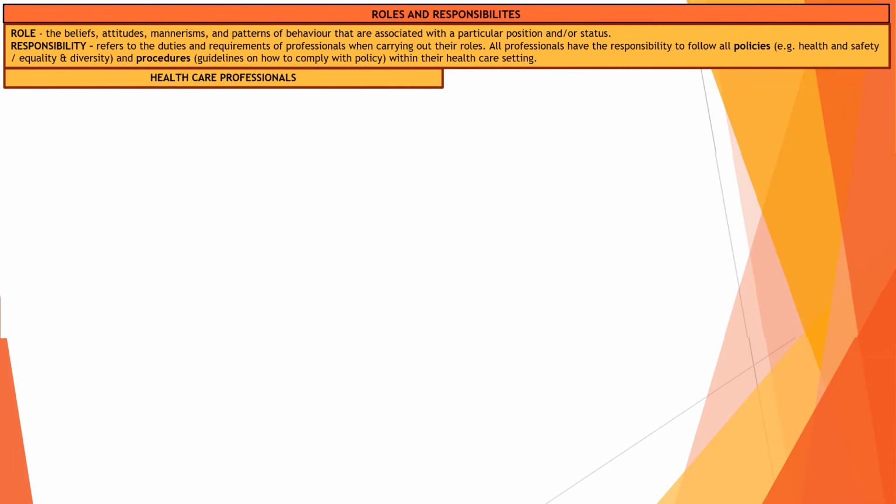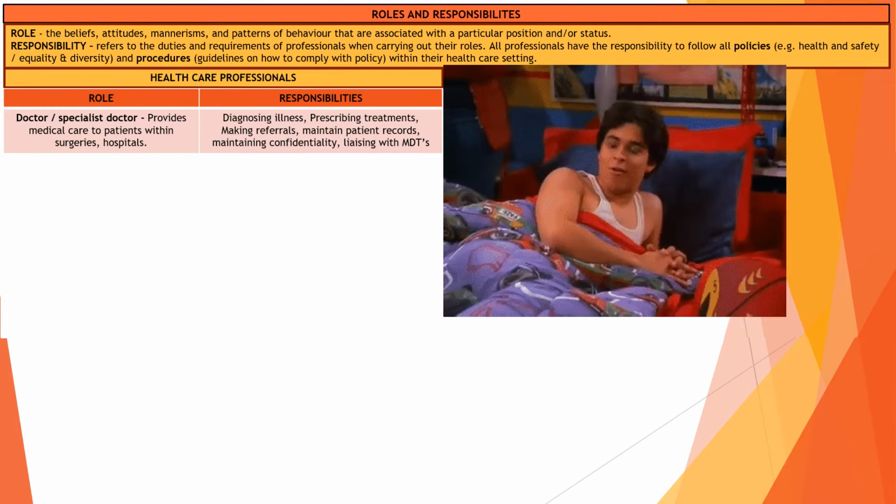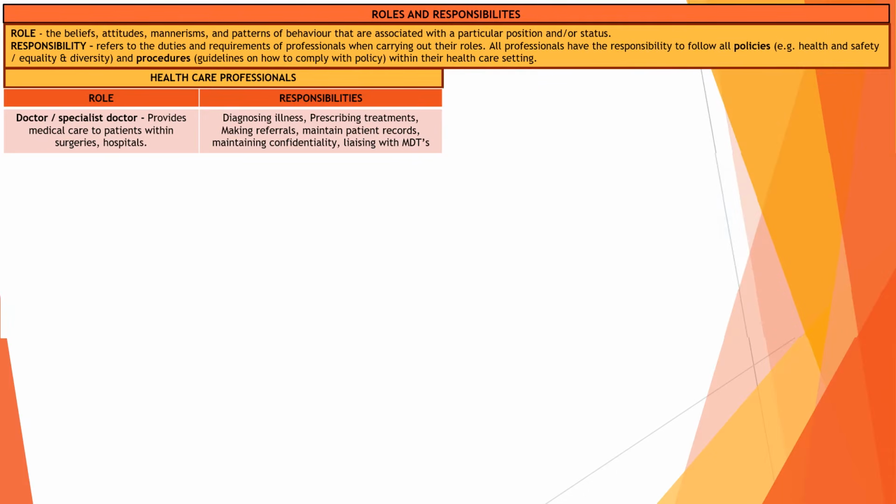So if we look at healthcare professionals first of all, and who they are and what they do. The role of the doctor: there are lots of different types of doctor. They may provide medical care to patients and surgeries. They will diagnose illness, they'll prescribe medication and treatment, they'll make referrals for patients, they'll have to maintain confidentiality and liaise with a multidisciplinary team.